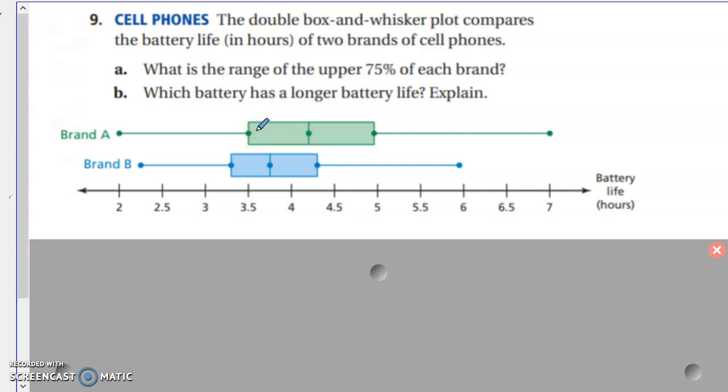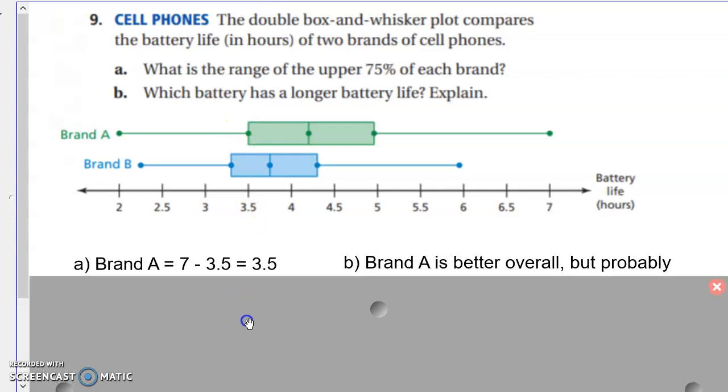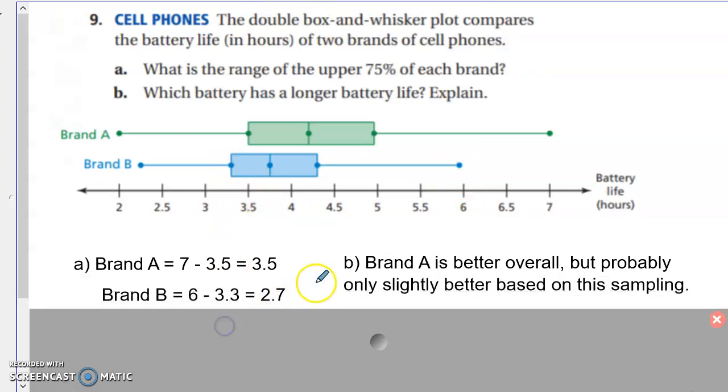So to find the range of my upper 75% for brand A, I would do 7 minus 3.5, which of course is 3.5. Now brand B is a little bit tougher. It's the same area as this whisker plus this whole box for my upper 75%. But you'll notice that this question is very close to 6, so I just decided to keep it 6. This bar here I thought was about 3.3. So 6 minus 3.3, I think the range would be approximately 2.7.